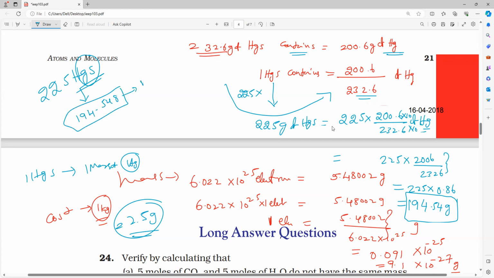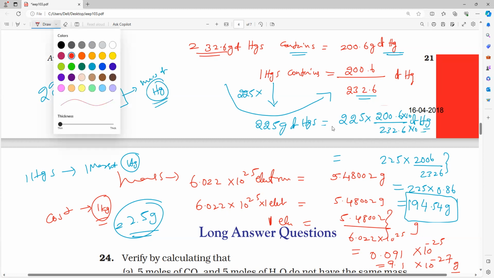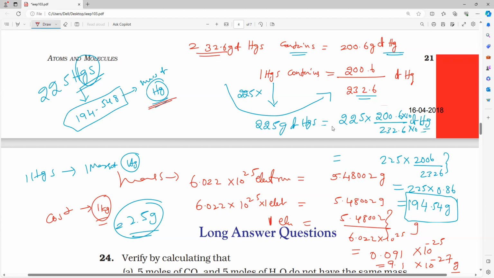actually the mass of whom? Everybody, mass of mercury. So that is what you have to remember. It's very simple. Take the total molar mass, and from that find the mass for 1 gram. Then if 1 chocolate is 5 rupees, 10 chocolates means 10 into 5. That's all it is. The same principle we are applying here.